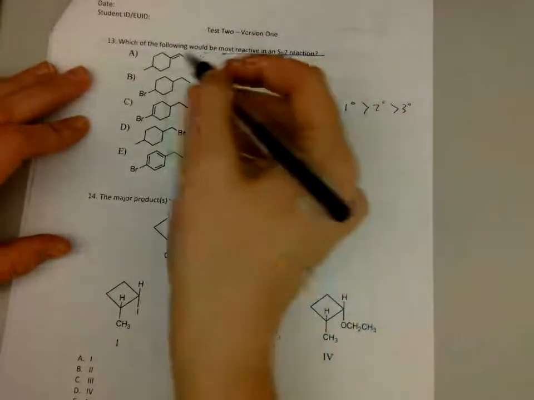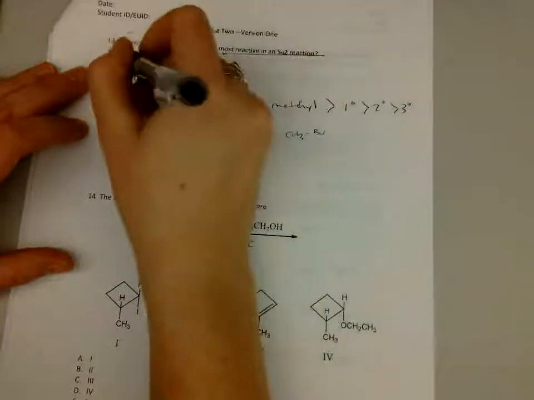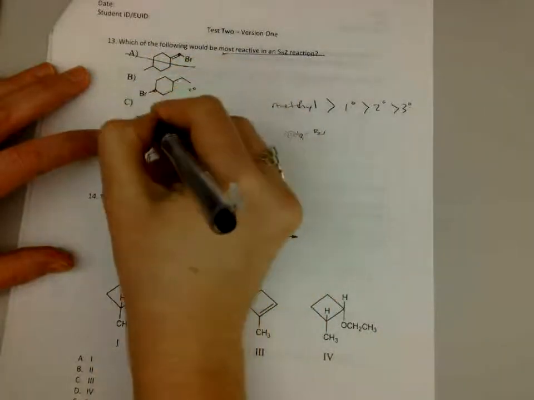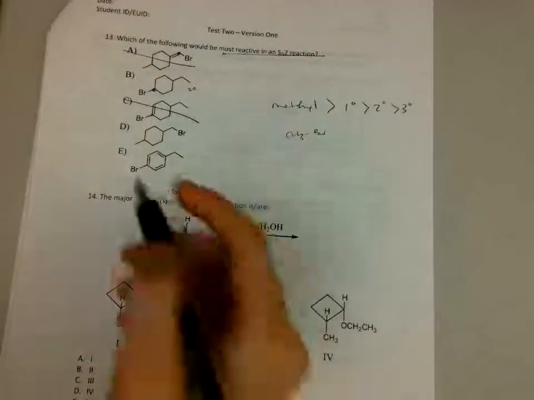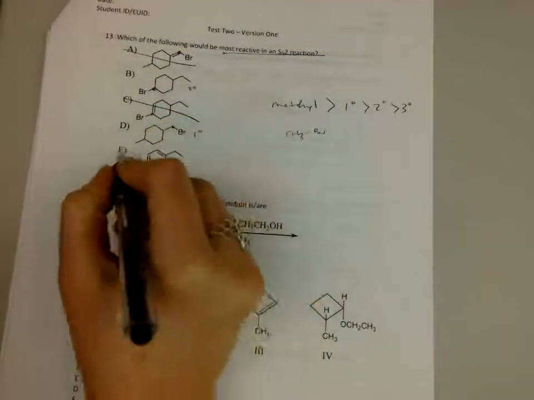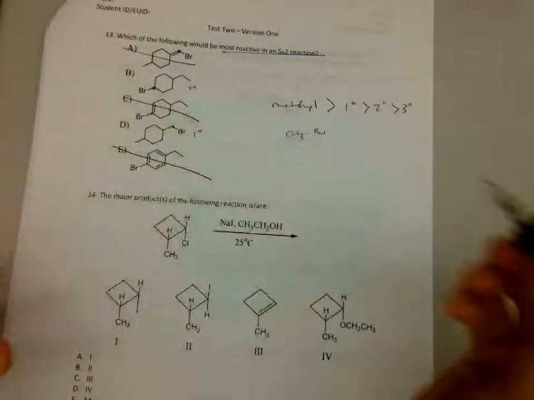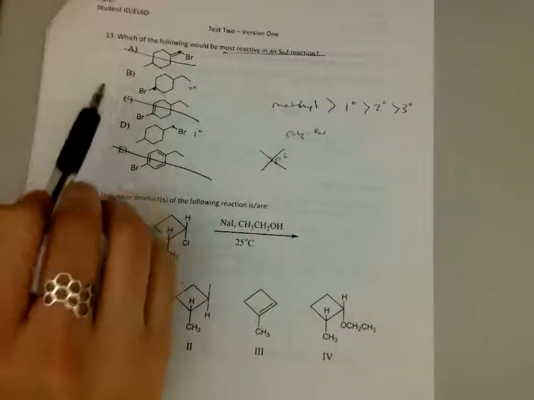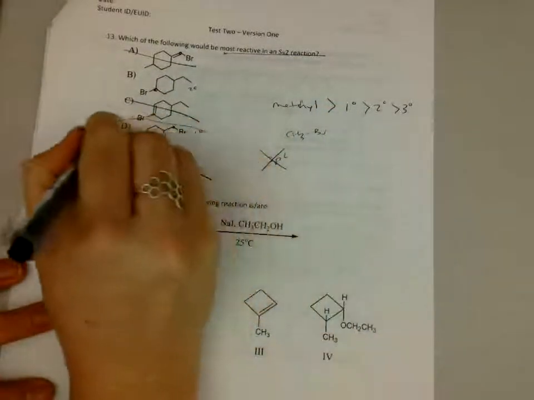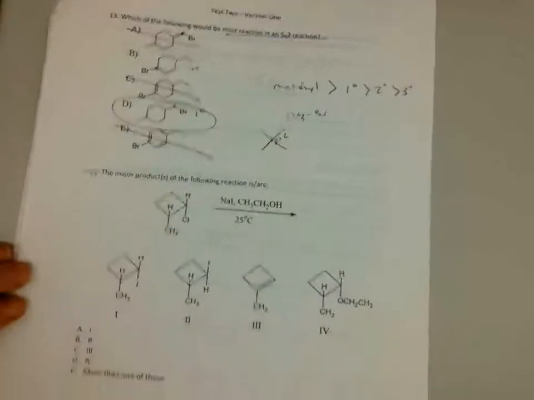So if you can just say primary, secondary, tertiary, this is sp2 hybridized, so this won't do SN2 reactions at all. This is secondary. This is, again, sp2 hybridized, so it won't be an SN2 reaction at all. This is primary, and this is, again, sp2 hybridized. So if you just know that sp2 hybridized isn't going to react, you can narrow this down to B or D, and then from there, answer choice D is the correct answer because it's primary.